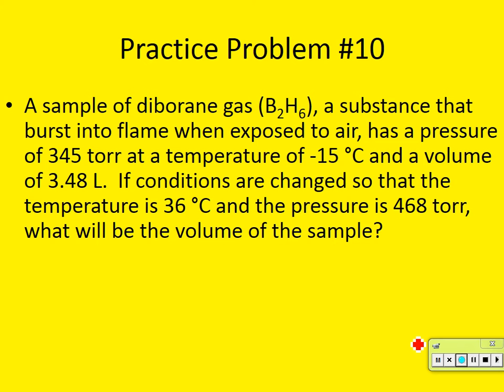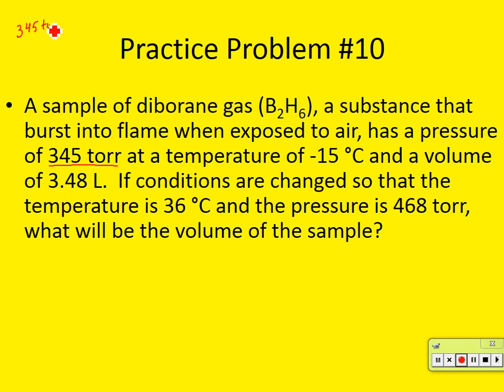Okay, let's go through this problem. This is a great problem. This is about as hard as it will get. So what I would do is read through it. A sample of diboron gas, B2H6, a substance that bursts into flame when exposed to air, has the pressure, I always like to underline what they give us, of 345 torr. Now that's a problem. What do we want our pressure in, guys? Atmospheres. So let's change that right now.